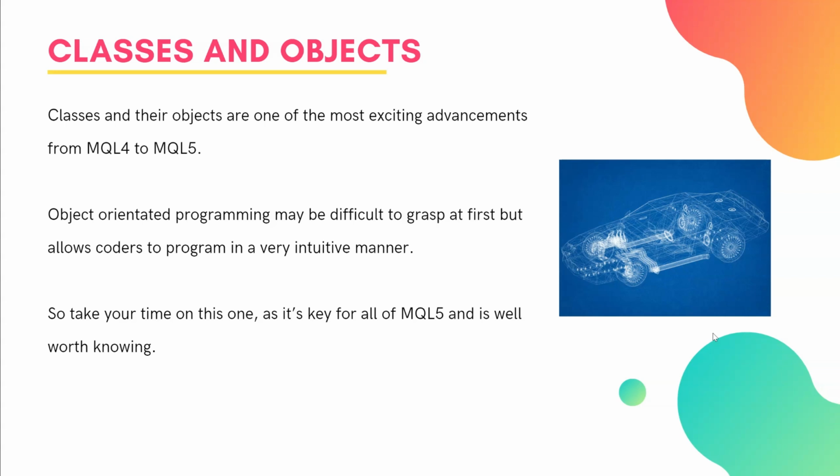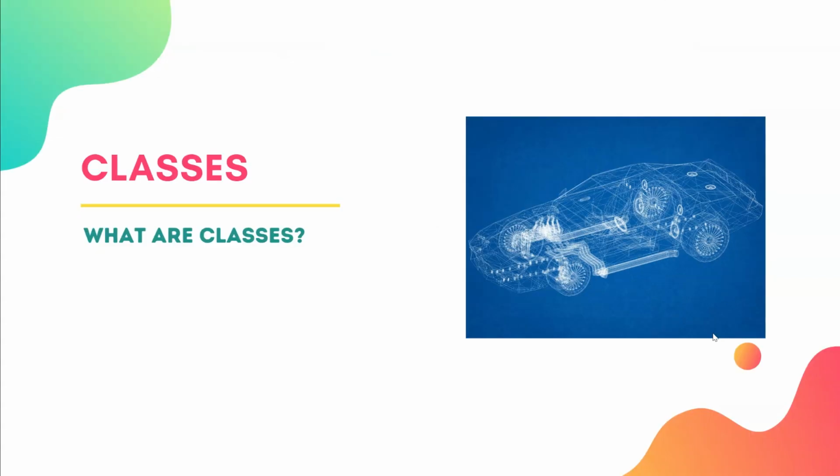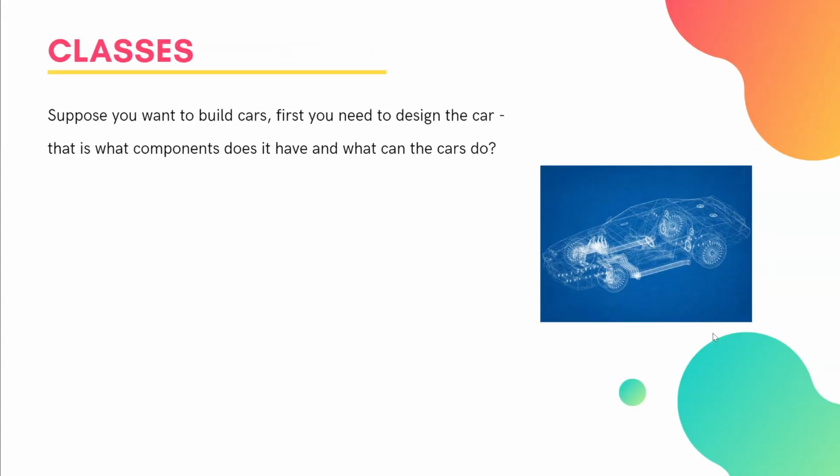It's key for MQL5. It's how we use indicators, and indicators are used in a very different way in MQL5 because of the use of classes. So this is one of the key concepts you need to grasp if you're going to use indicators in your expert advisors. So the first thing we need to know is, what are classes?